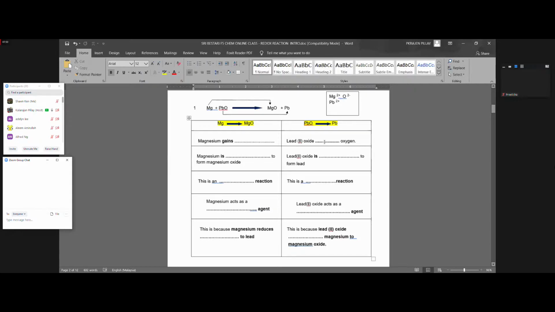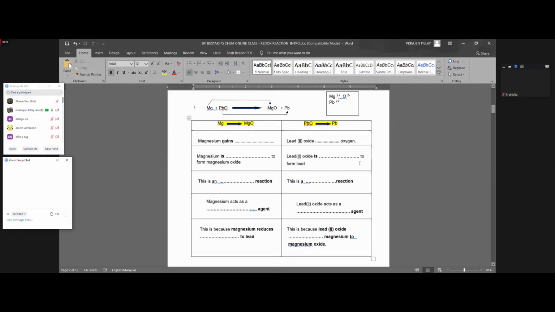Okay, then what we say here, magnesium, I want you to write this word. Magnesium is oxidized. Write down first. Oxidized, to form magnesium oxide, because it gained oxygen. So the word is oxidized. Lead 2 oxide is reduced. The word is reduced, to form lead. See, PbO becomes Pb. You lose oxygen, so it's reduction. So you reduce.